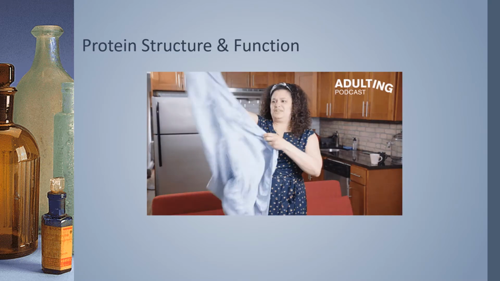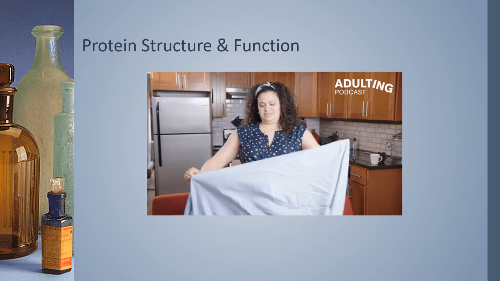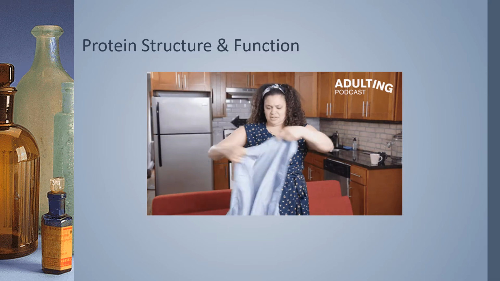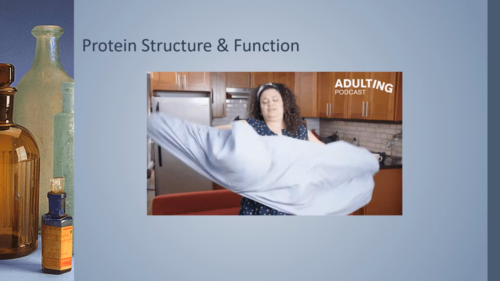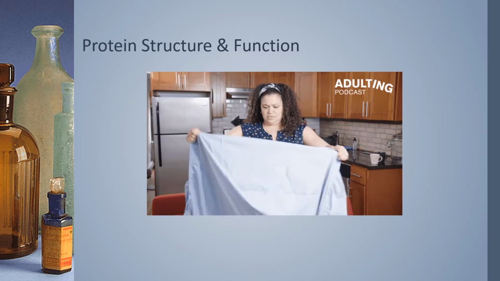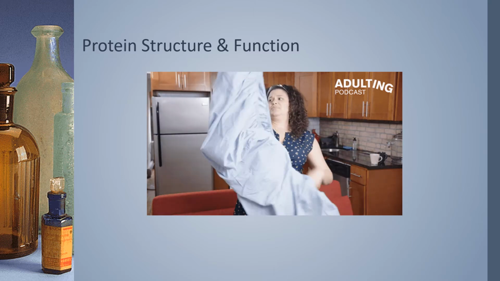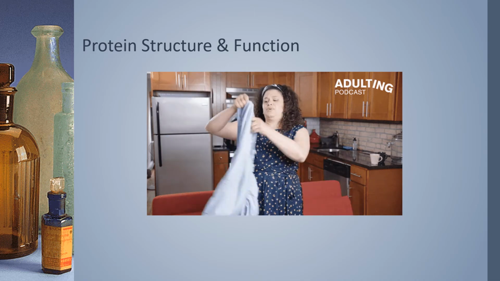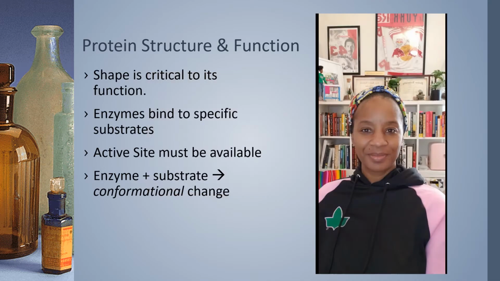An essential part of protein function has to do with its structure. Have you ever tried to fold a fitted sheet? It's weird. It does not fold the same as a flat sheet. The structure of the fitted sheet affects the way it folds. A protein shape is critical to its function. This is true for all types of proteins, but let's stick with enzymes for now.